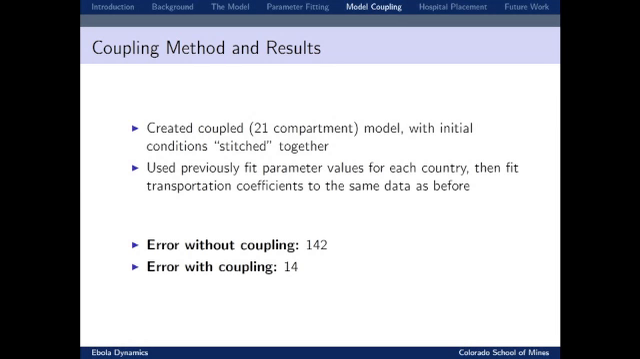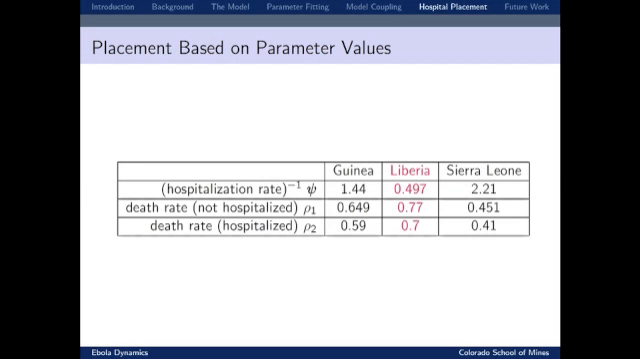So we used a few different metrics to try to determine the optimal placement for a hospital in one of these 3 countries. The first metric we used was based on parameter values. We looked at our parameter values in each of the 3 countries to determine which one might have the most need for a new hospital. The first parameter we looked at was the hospitalization rate.